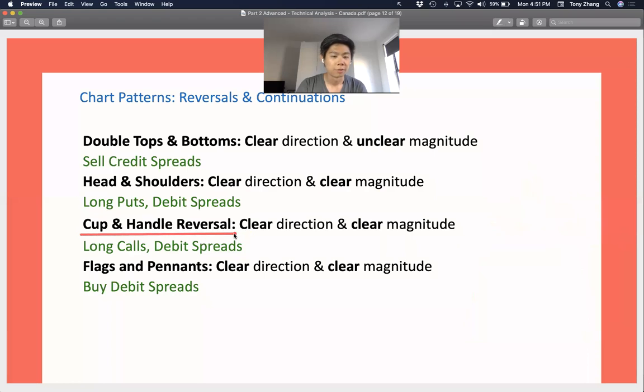Cup and handle reversal pattern. This is just another very commonly used reversal pattern. This also gives you a clear sense for direction and a clear sense for magnitude. So for those, buying calls and buying debit spreads are suitable.